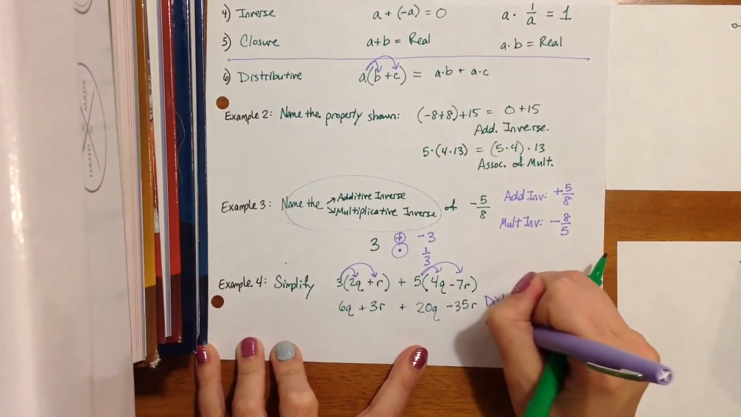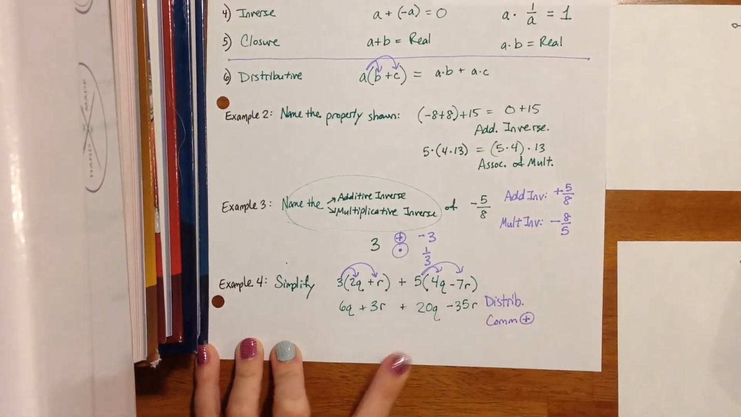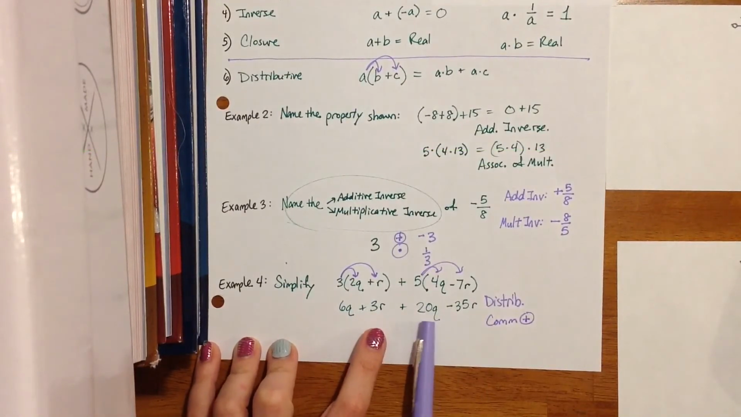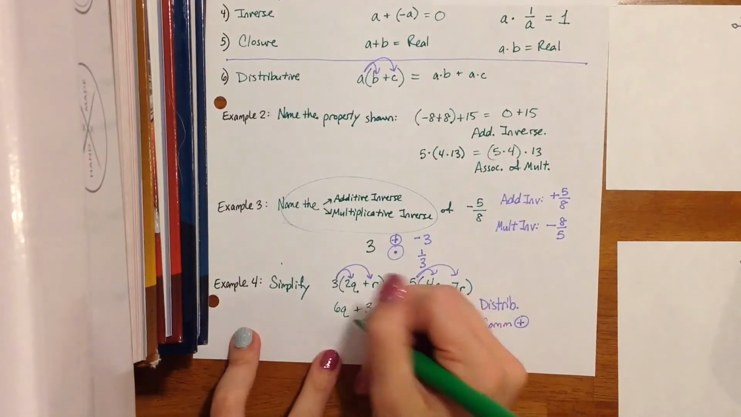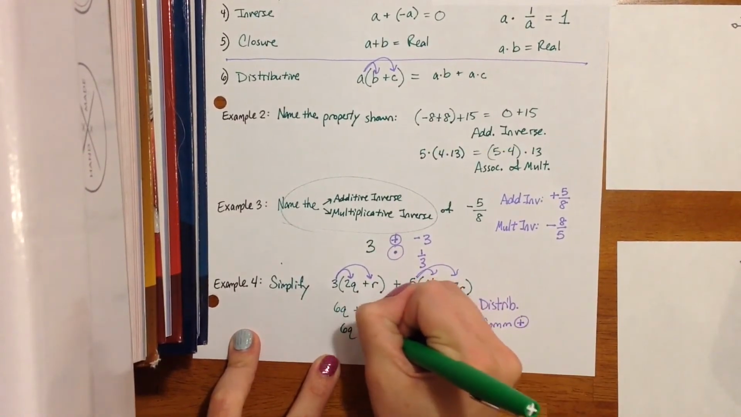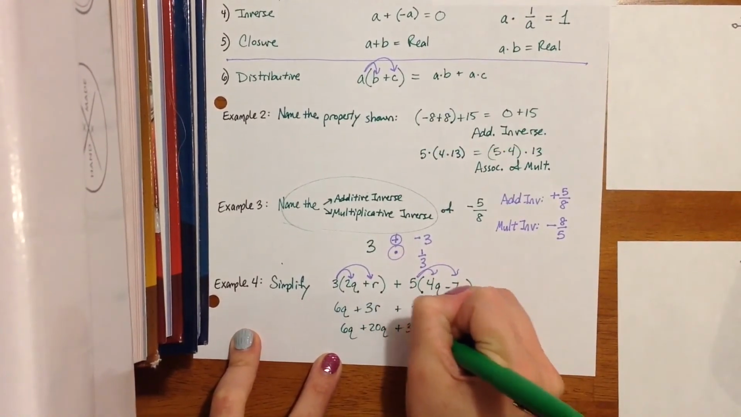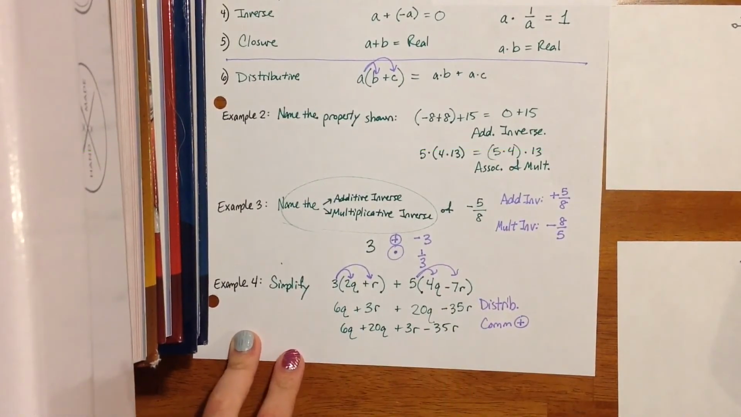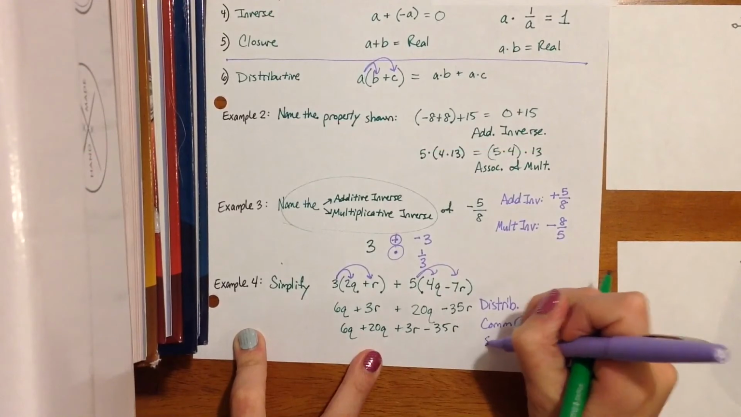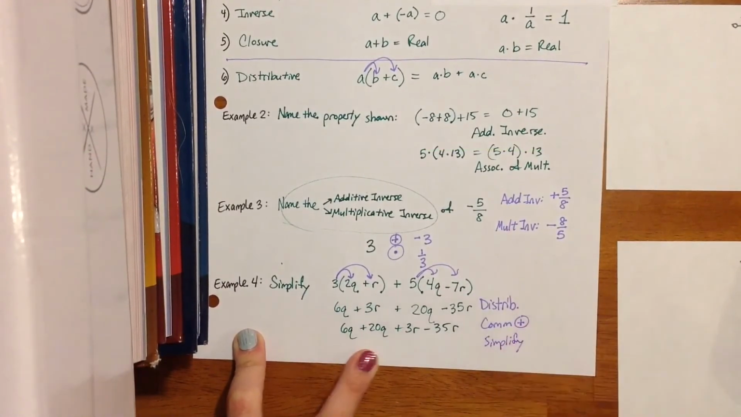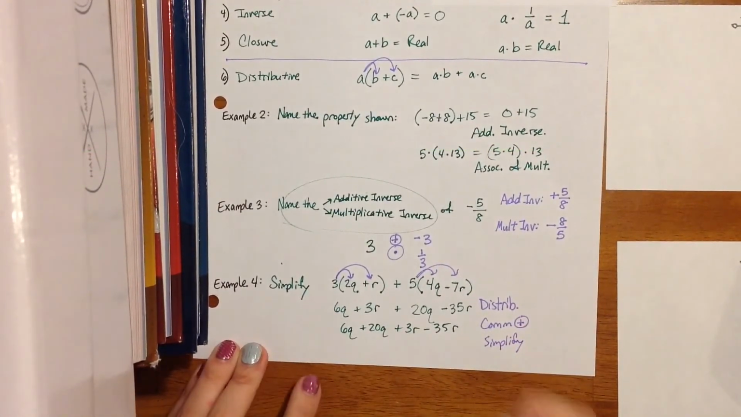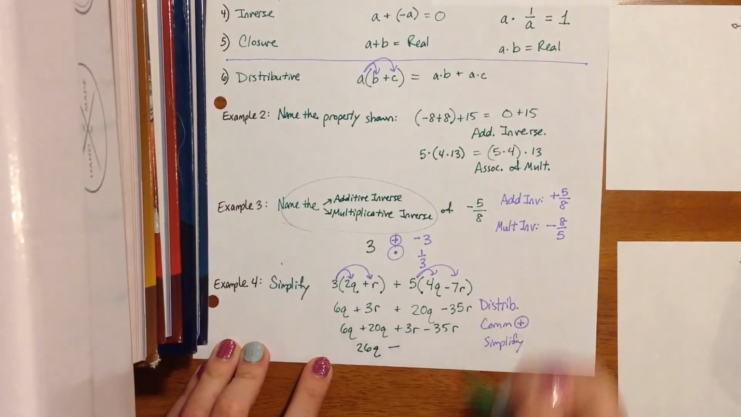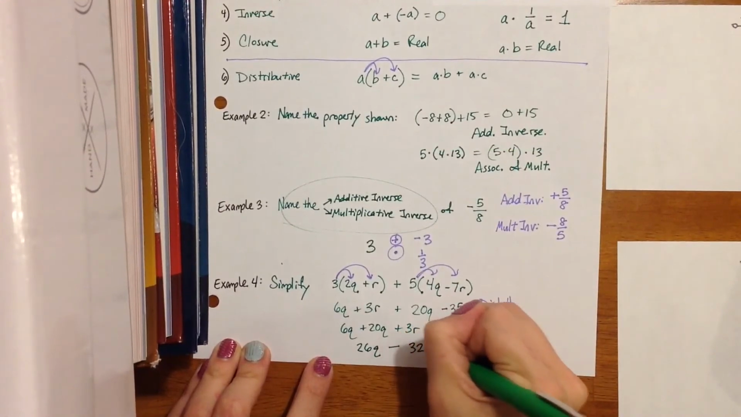Then I'm going to use my commutative property of addition to move some of these pieces around. Specifically this 3r and this 20q, I'm just going to swap their positions. So I get a 6q plus a 20q plus 3r minus 35r. Just gets my like terms next to each other. Lastly, I'm going to simplify. This isn't really a property we talked about, but we need to do it. Simplifying, I get 26q minus 32r.